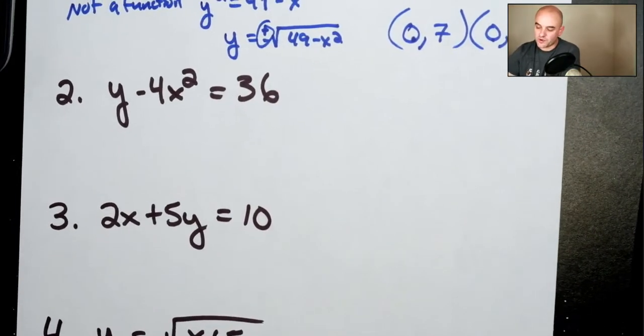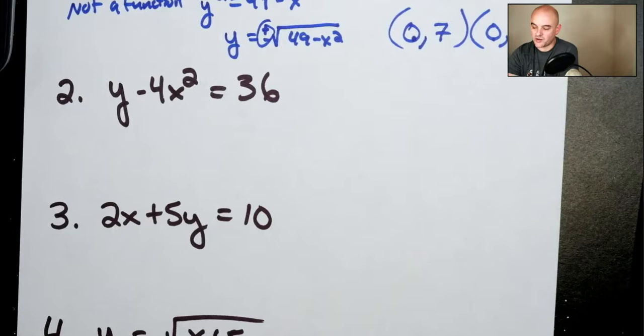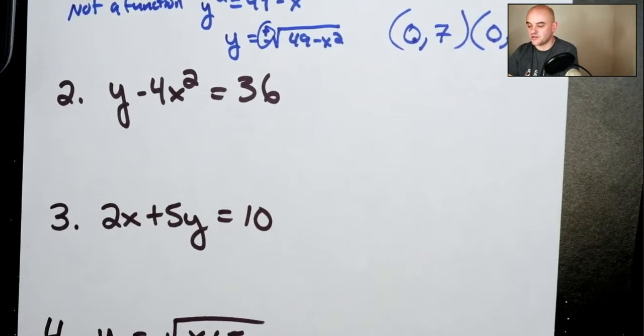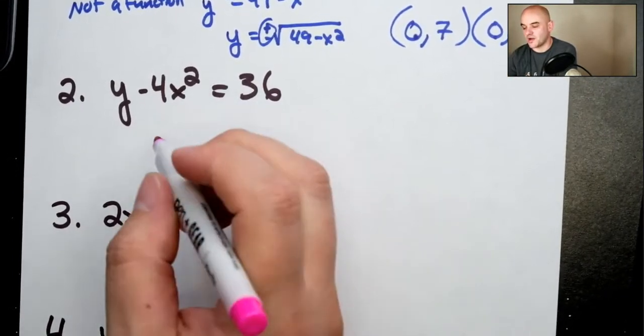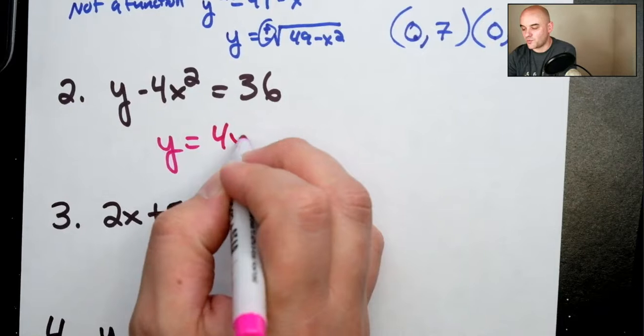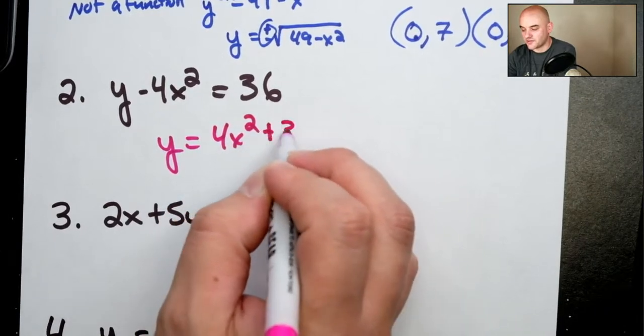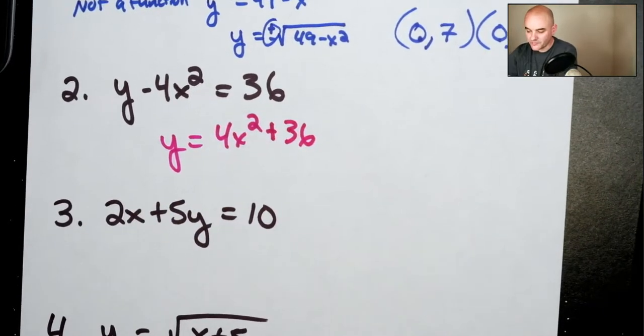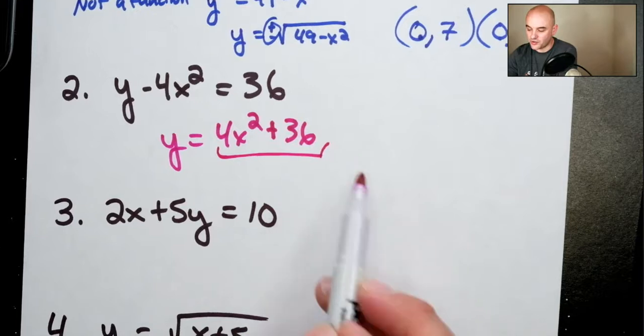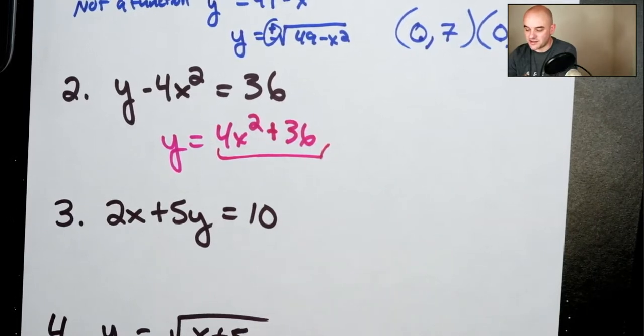All right, on the next one, we've got y minus 4x squared is equal to 36. So let's just get y by itself first. You get y equals 4x squared plus 36 there. Now with this one, it's just a regular old polynomial. So it's going to be, yes, it is a function.